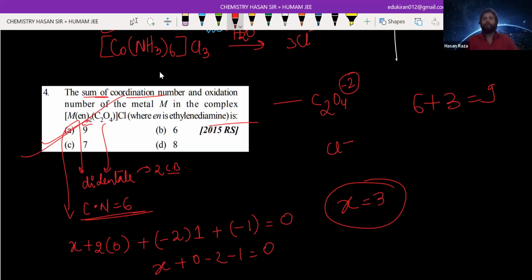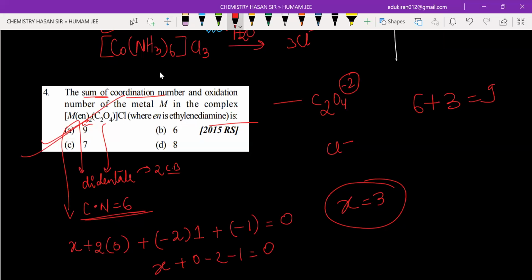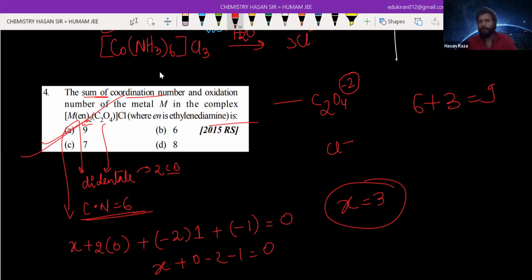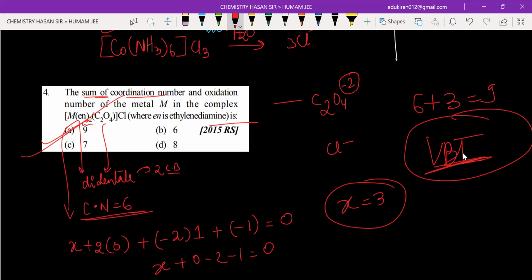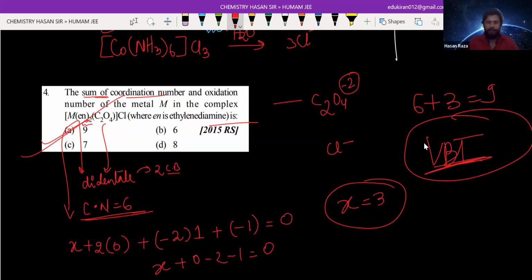Isn't it easy, both of you? Yes. Okay, so this is it for today. In the next class, we are going to start VBT, valence bond theory. Please read about this and then we will go ahead. Thank you. If you have any doubt, you can ask me.